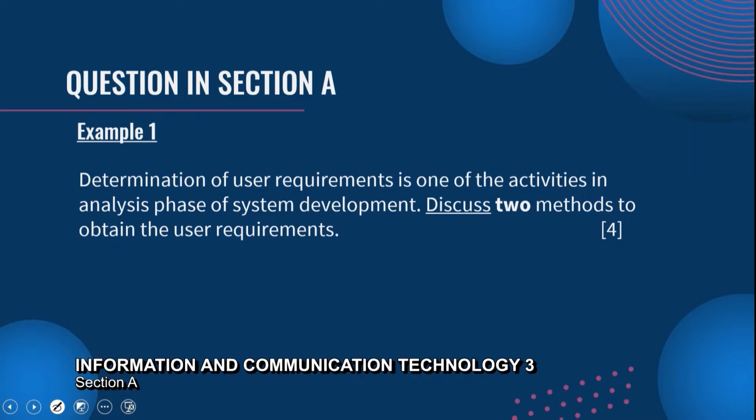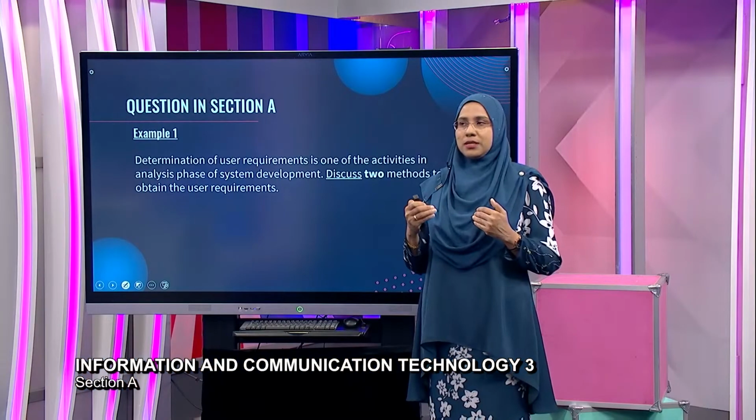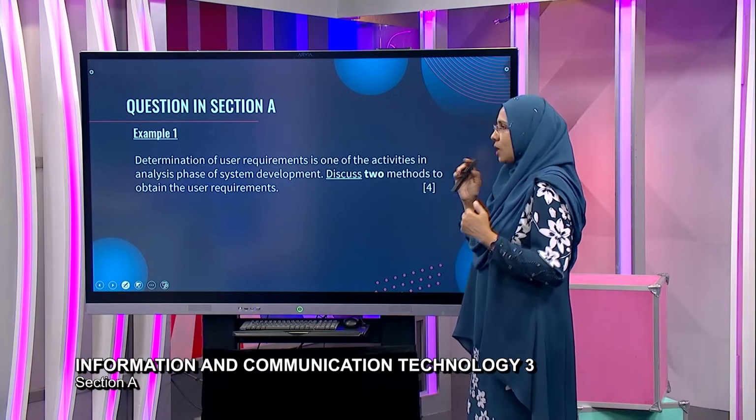So the verb here is discuss, so a longer answer is needed. And how many points to discuss? 2 methods. So 2 methods to discuss and the marks given are 4, so we can assume 1 point is 2 marks. You have to discuss 2 points.